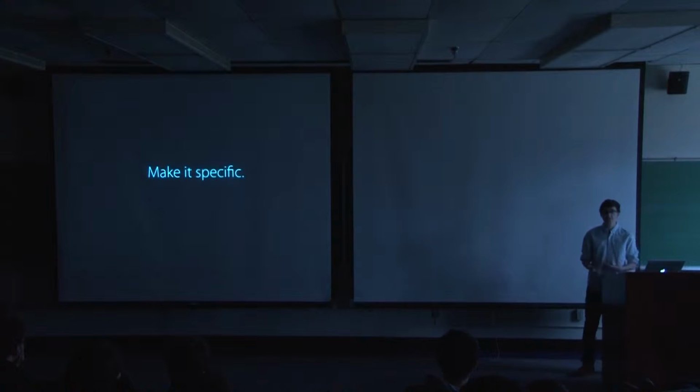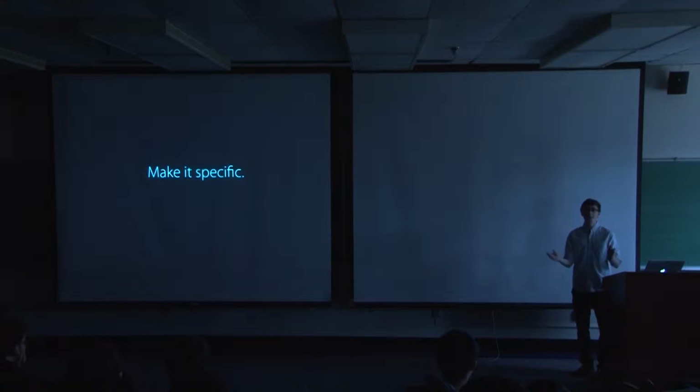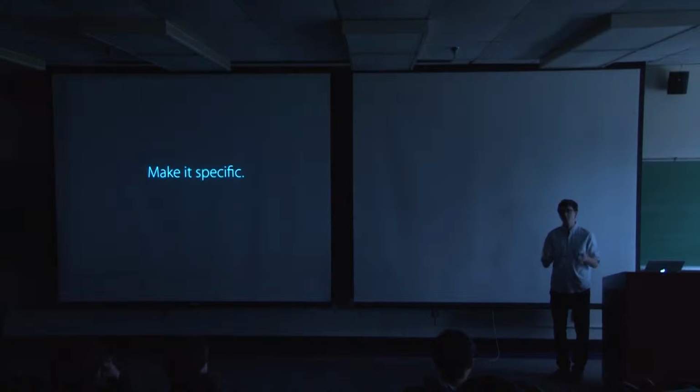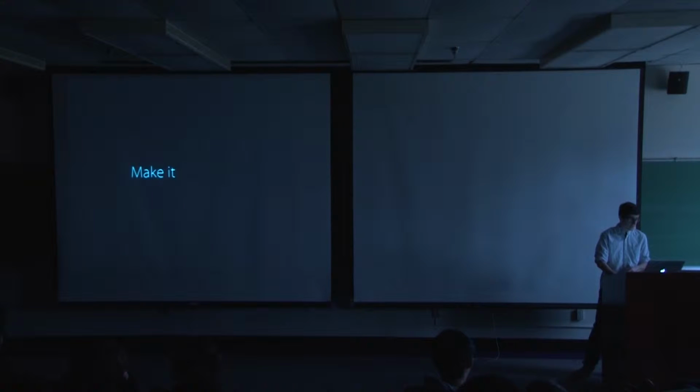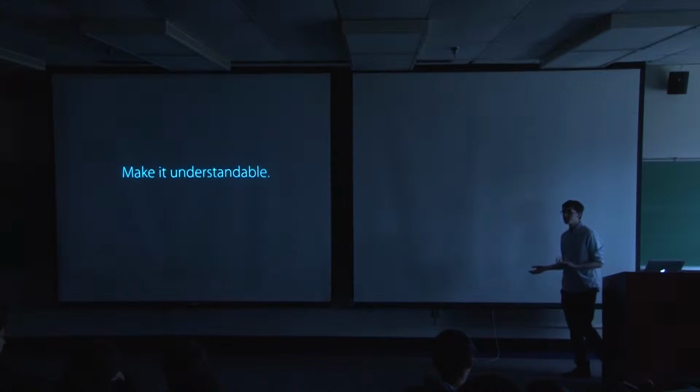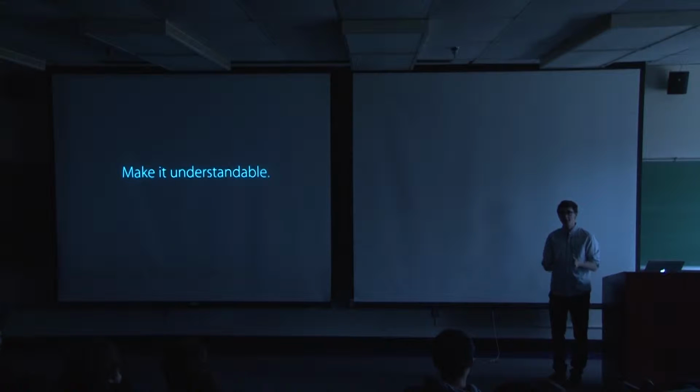The second one is make it specific. So don't try to pack in a bunch of features to your API that chances are no one's ever going to use. You should really make it designed for one specific thing and do it really well. Make it understandable. If someone's reading your code, it shouldn't be going all around and doing a whole bunch of different things. It should be very readable and clear, so you're able to read right through it.